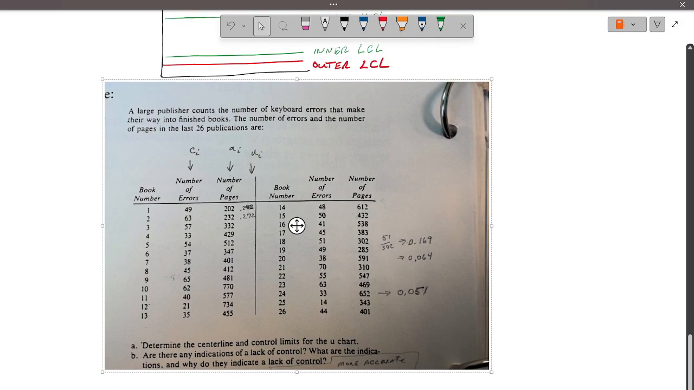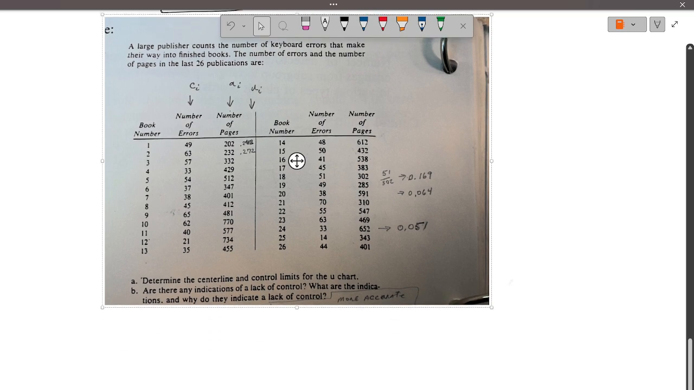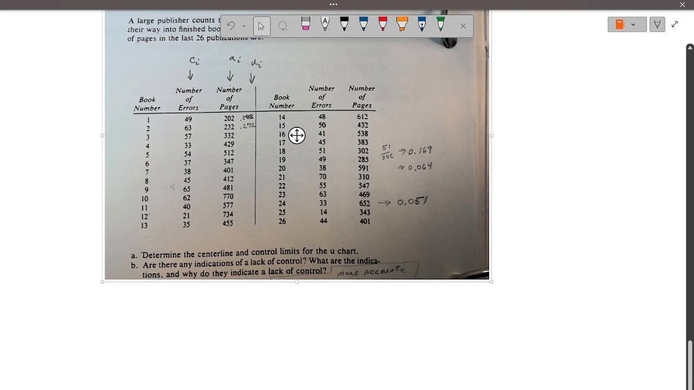So here's an example. A book publisher counts the number of keyboard errors that are made on their way to finishing a book or books. The number of errors and the number of pages in the last 26 publications are as follows. Okay, so the numbers are there. I wrote some stuff on this years ago, but I'm going to walk you through the calculations here.